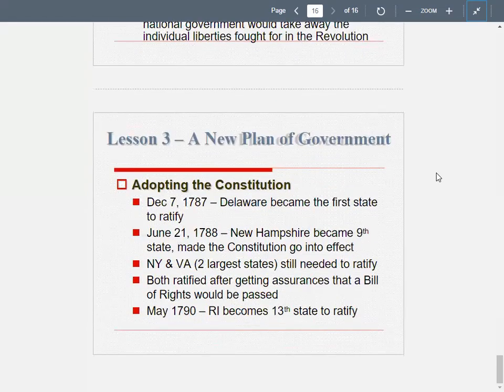December 7, 1787, Delaware became the first state to ratify it. June 21, 1788, New Hampshire became the 9th state and made the Constitution go into effect. New York and Virginia, the 2 largest states, still needed to ratify it. Both ratified after getting assurances that a Bill of Rights would be passed. In May of 1790, Rhode Island becomes the 13th and final state to ratify the Constitution.